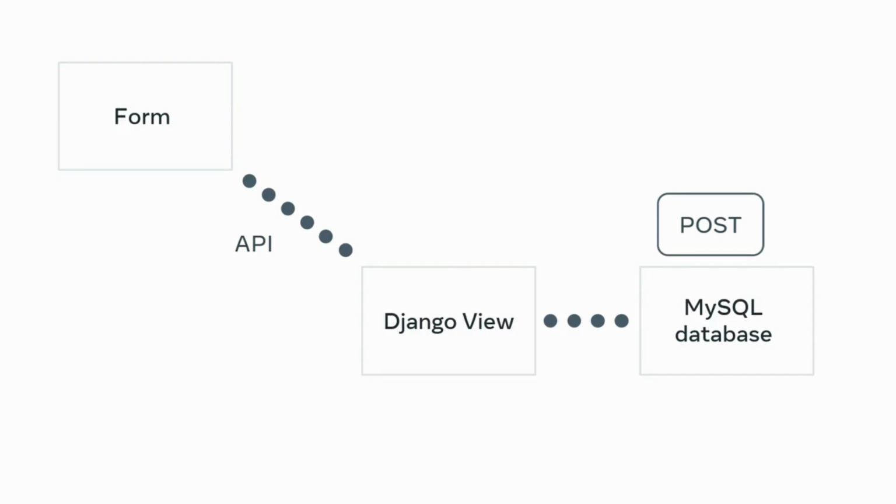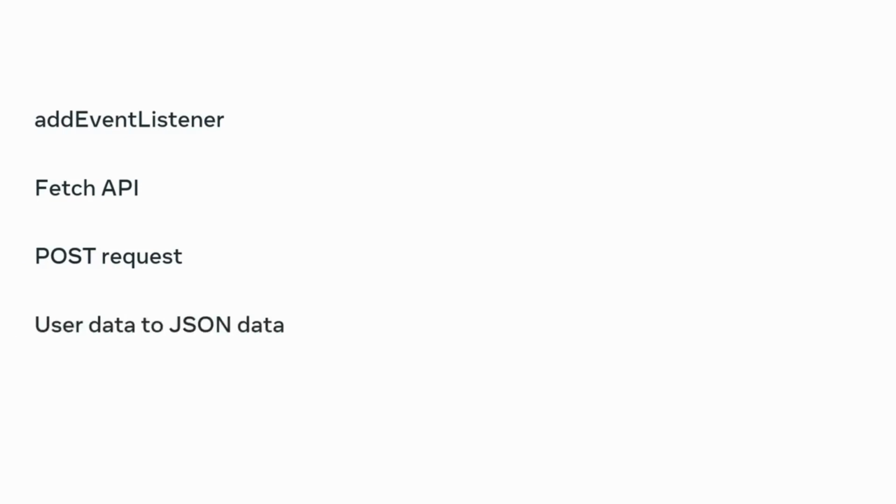models in Django. So, using the DOM event type in JavaScript called addEventListener and the fetch API in JavaScript, you make a post request to the form's action URL before converting it into JSON data and sending it to the database. Let's get started.